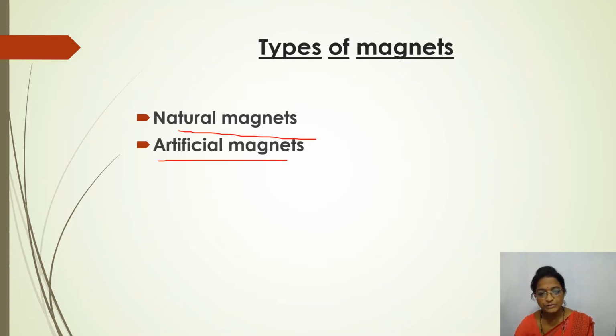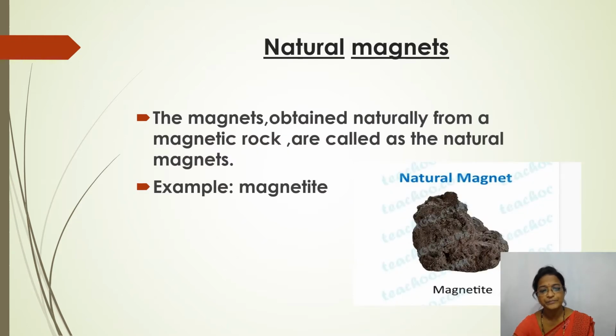So what do you mean by natural magnets? The magnets obtained naturally from a magnetic rock are called natural magnets. And the example is magnetite. Magnetite is a big rock, so it is an example of natural magnets.